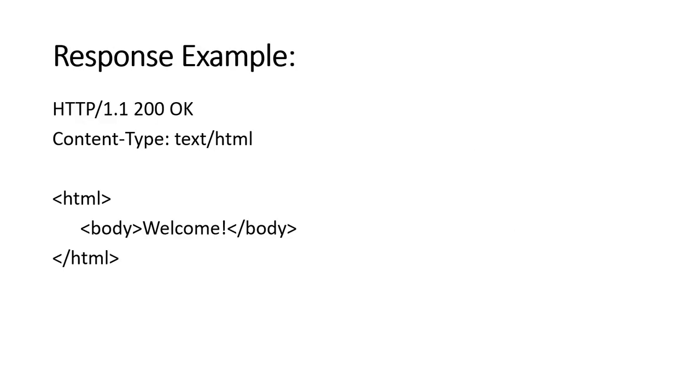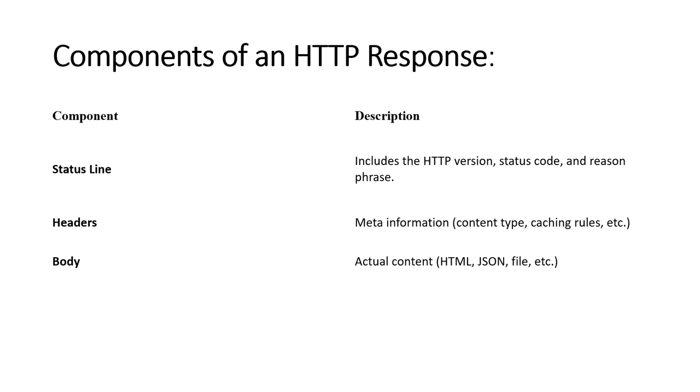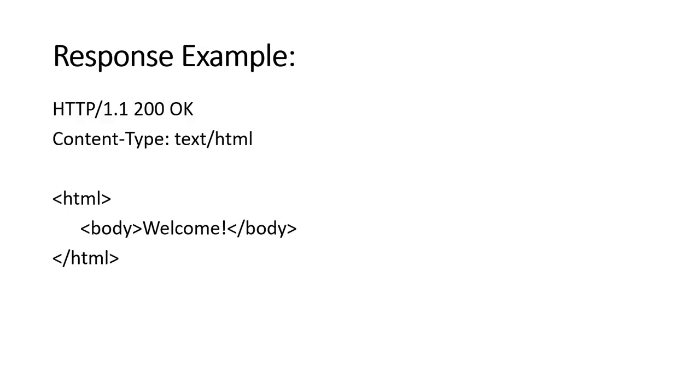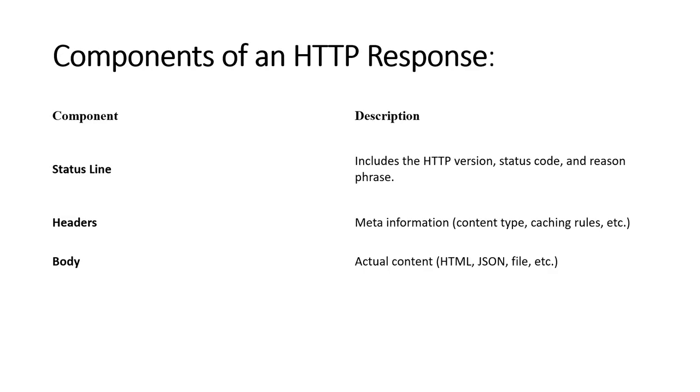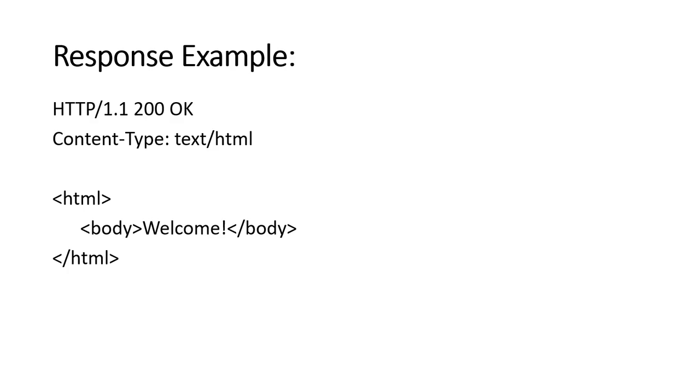This is an example of an HTTP response. HTTP/1.1 200 OK is the status line. Here, the status line includes the HTTP version, status code and reason phrase. HTTP 1.1 is the HTTP version, 200 is the status code, OK is the reason phrase.